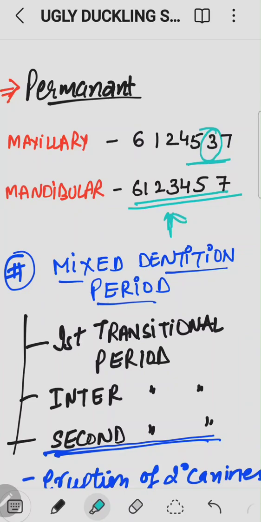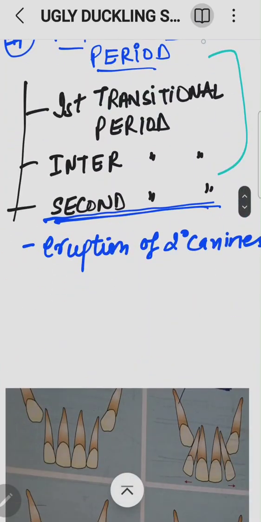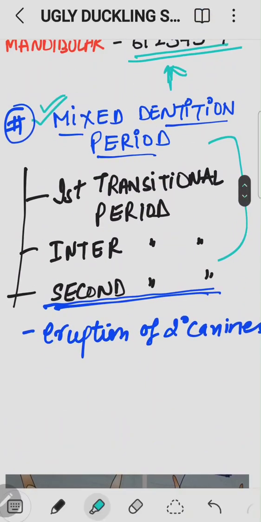There is another dentition period in between the primary and the permanent, which is called the mixed dentition period. After the primary dentition starts shedding its teeth, there is the eruption of the permanent teeth. There is an exchange of teeth between the primary and the permanent dentition. It is divided into 3 phases: the first transitional period, the intertransitional period, and the second transitional period. We'll discuss each transitional period in subsequent videos. Today we'll be discussing specifically the eruption of permanent canines, and what happens when the canines erupt into the oral cavity.